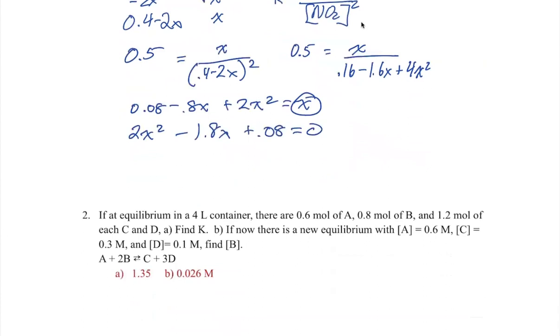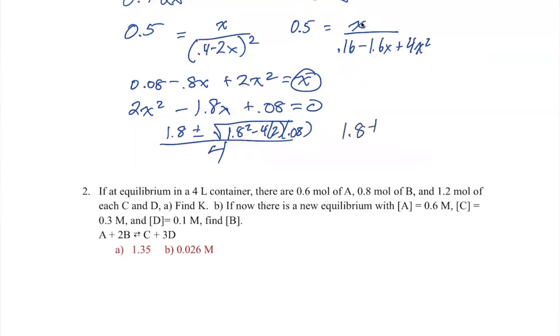At this point, I'm ready to plug into the quadratic. 1.8 plus or minus the square root of b squared minus 4ac, the whole thing over 2a. 2 times 2 is 4. Okay, so now I'm going to solve what I have under the radical. Plugging into my calculator, the square root of the quantity of 1.8 squared minus 4 times 2 times 0.08 gives me an answer. Now I have 1.8 plus or minus 1.61 over 4.